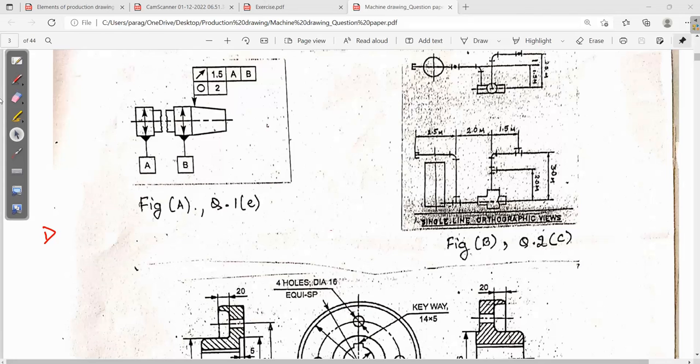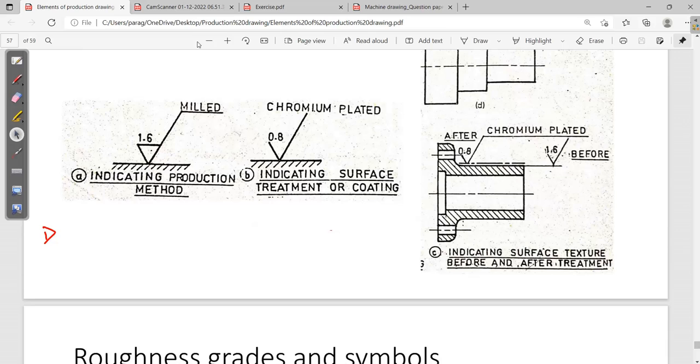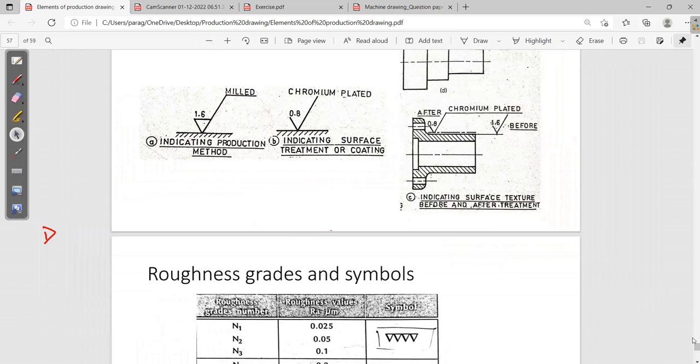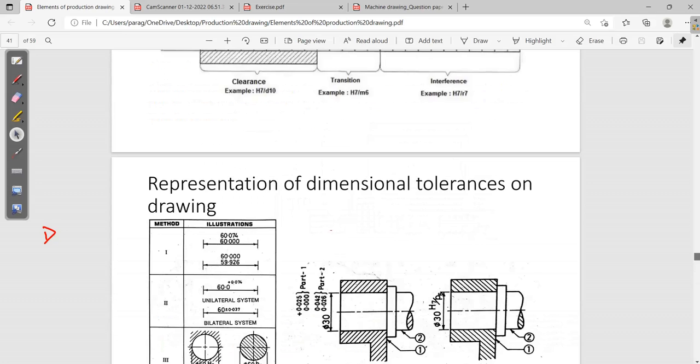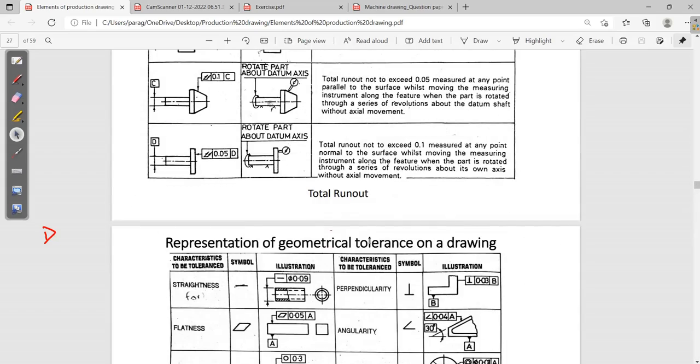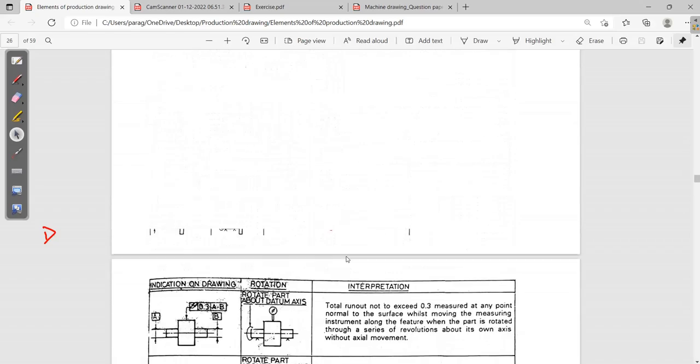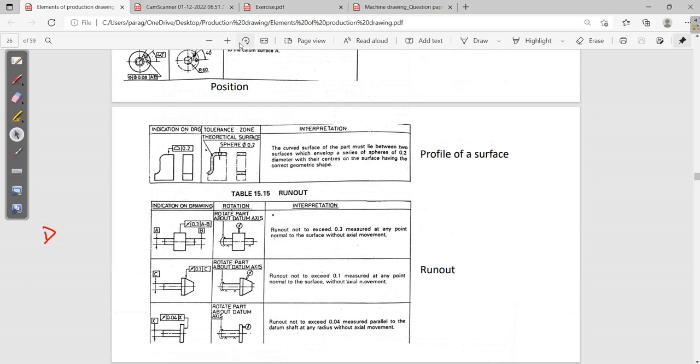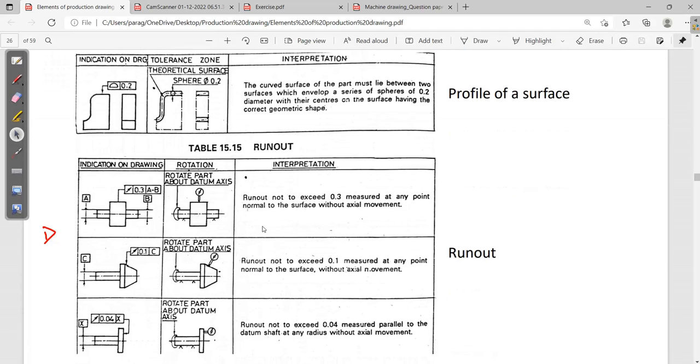I don't know whether you have read it or not. So I already told you, you have to remember this. I already told you to read all this. Okay, total runout. So when runout is there, how am I interpreting the symbol? If I consider this symbol, it is similar, right? So runout symbol, and this is tolerance value, and this is datum A and B.